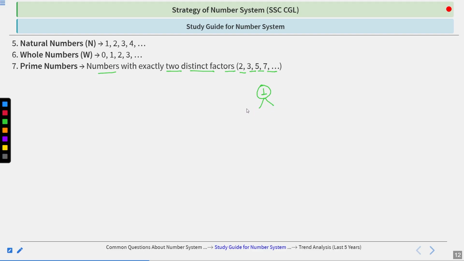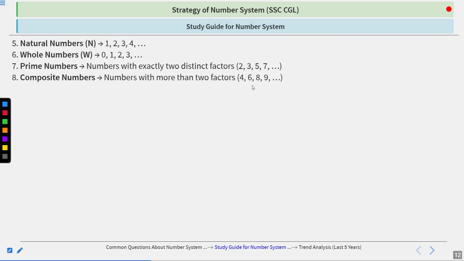or a composite number. The smallest prime number is 2, and 2 is the only prime number which is also even, because we know that even numbers are those numbers which are divisible by 2. So 2 is the only even number which is prime.